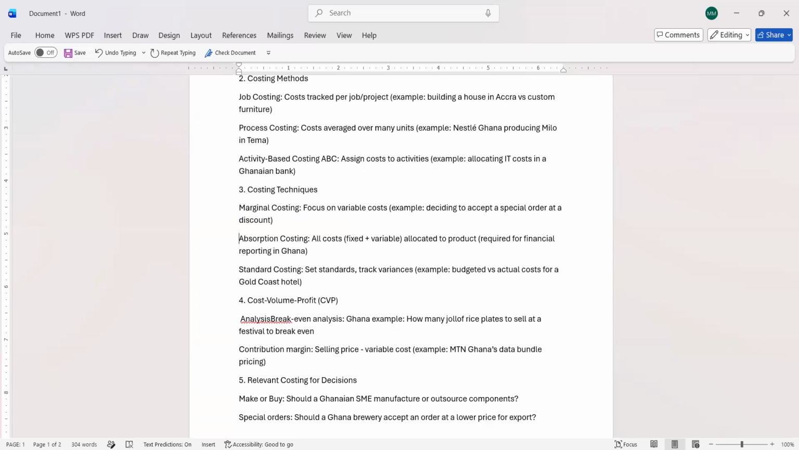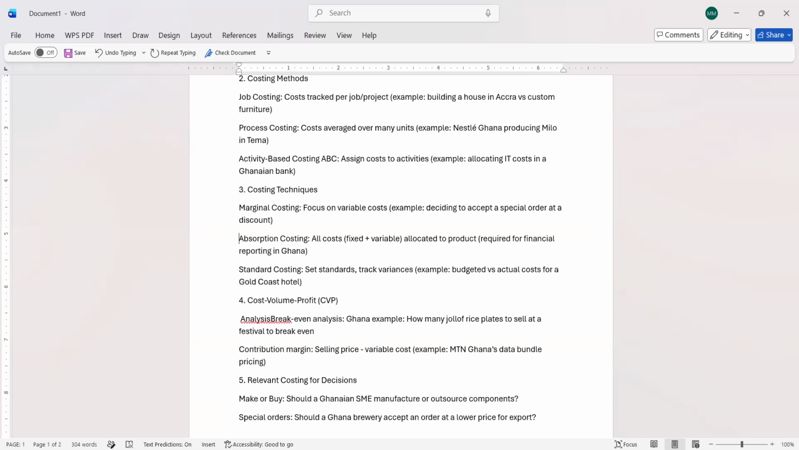Whereby the marginal costing technique focuses on variable costs. For example, deciding to accept a special order at a discount. All these things will be considered. The absorption costing that considers both fixed and variable costs will also be considered.